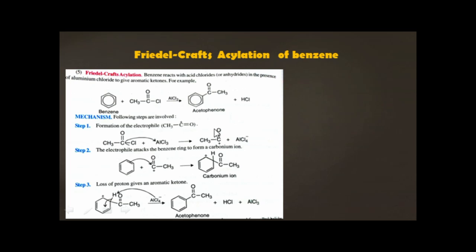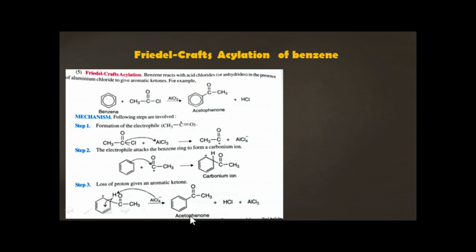In the first step, this electrophile is generated. In the second step, this electrophile attacks the benzene ring, leading to the formation of the carbonium ion. In the third step, the loss of proton gives the aromatic ketone here. What happened here? Just in the benzene ring, one of the hydrogens is replaced by the acyl group. So here acetophenone is obtained.